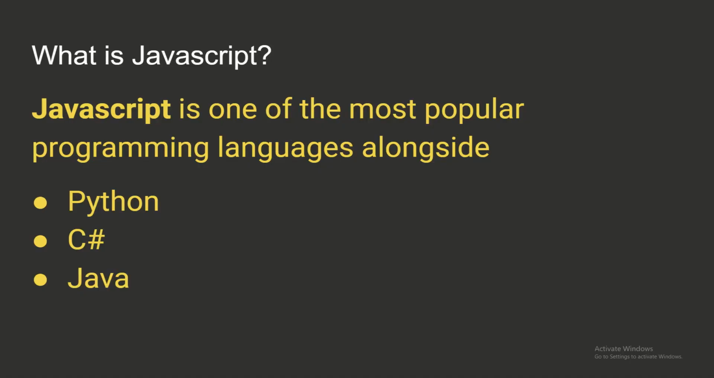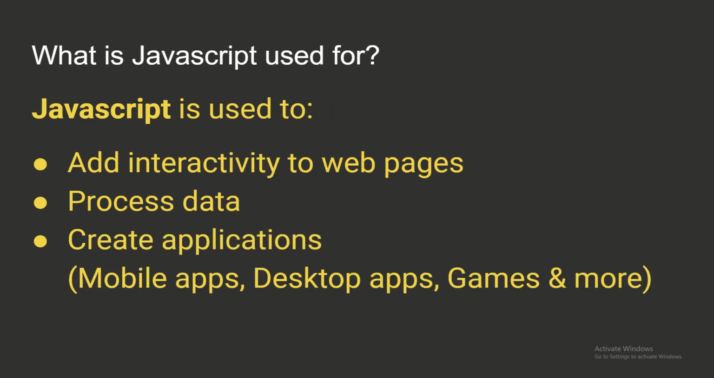Now, what is JavaScript? JavaScript is just a programming language that's so popular right now, in the top actually, besides Python, C Sharp, and Java. And now you may ask, what is JavaScript even used for? Well, JavaScript is mainly used to process data, add interactivity to web pages, and create applications, which can be mobile, desktop, games, and even more than that.